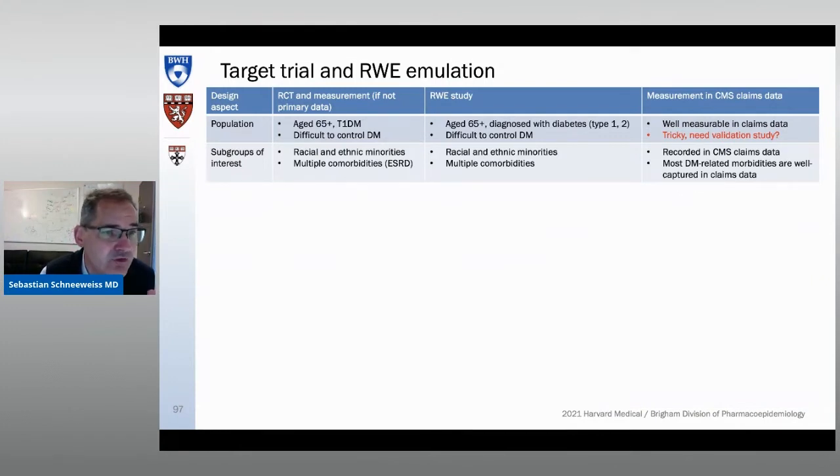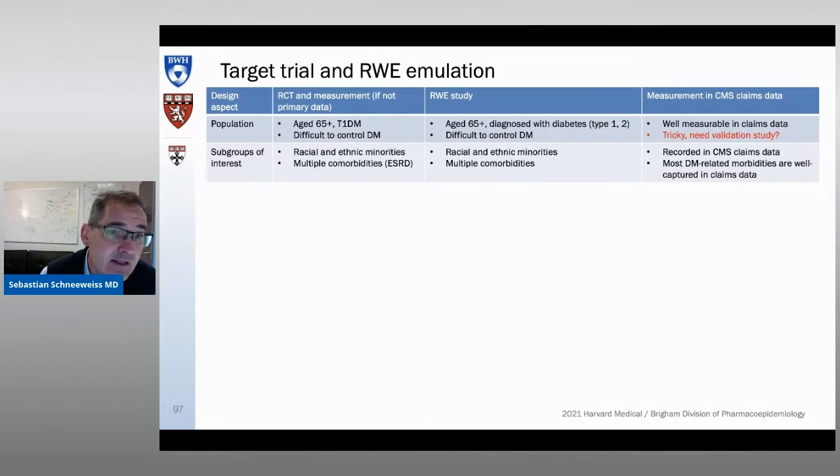There are 4 columns here. The left column is the design aspect, then comes a randomized trial, how we would design a randomized trial if we could and would. The next column is what we do in a real-world evidence study, and the last column is the measurement issues. The real-world evidence study cannot be disentangled from the measurement issues. These go so closely together, so we need to talk about them together.